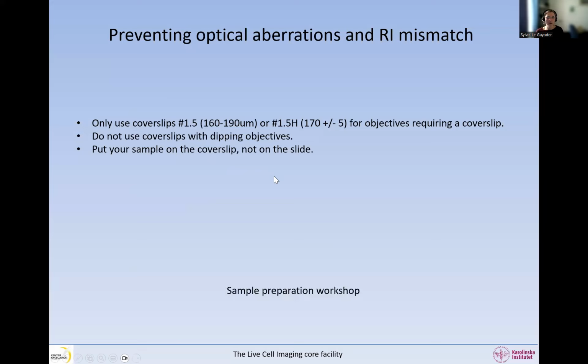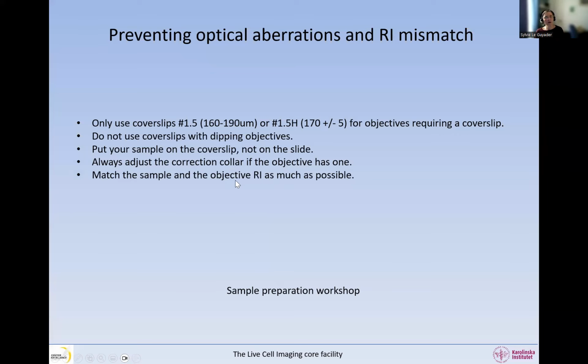We'll see this in the sample preparation video or lecture. And always adjust the correction collar of your objective if there is one, and match the sample and the objective refraction index as much as possible. If it is not possible for you to match, use an objective that has a lower refraction index than the sample. So this way you can use the full numerical aperture. If your objective is an oil objective with a water sample, you're not going to use the full numerical aperture. You will reduce artificially the numerical aperture. But if you have an air objective with a water sample, at least you're using the full numerical aperture of the objective.